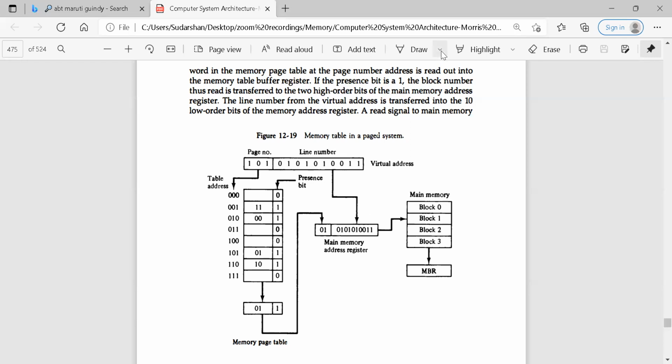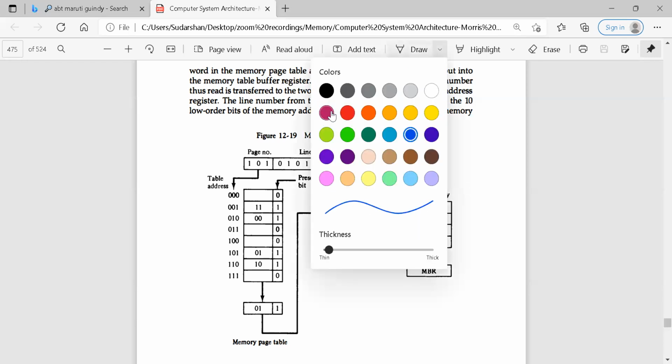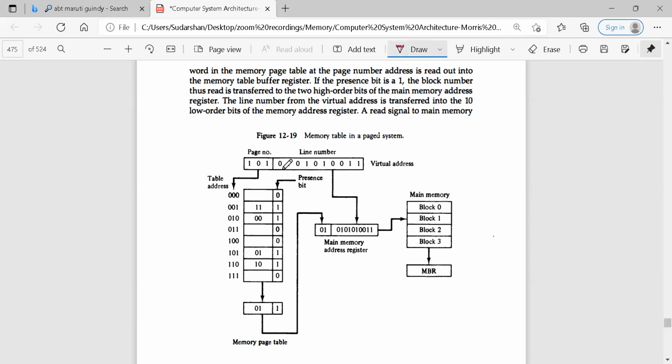So maybe I can draw and show you with a different color. See, this address and this one remain the same. The 10 bits of your virtual address and the 10 bits of your main memory address remain the same. What is the only difference? The most significant 2 digits of your main memory address are obtained from your memory map table.